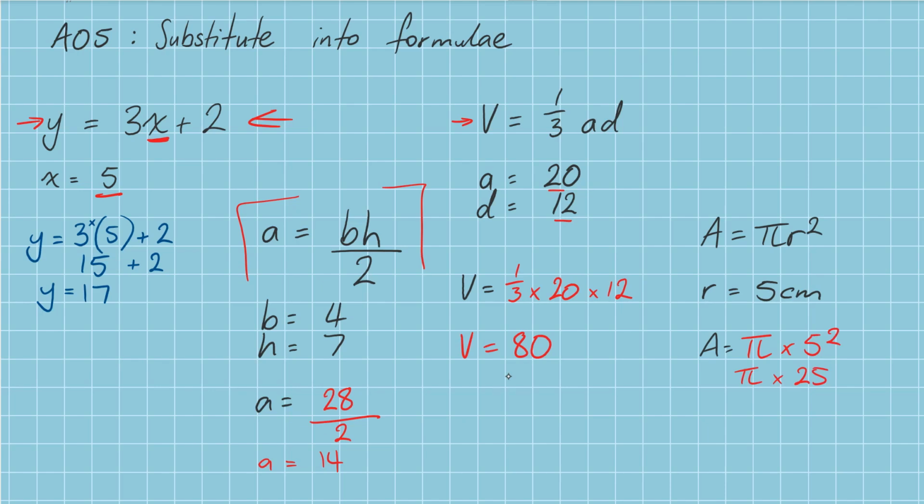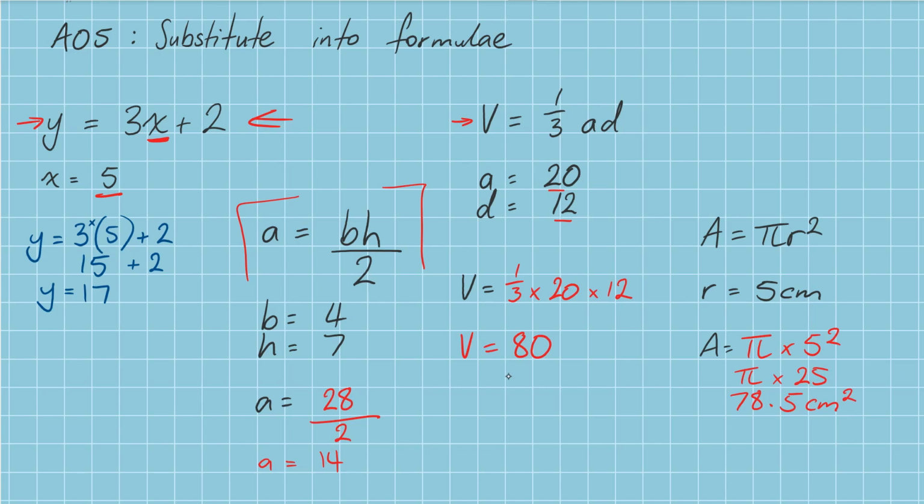Oh, calculator decided it wants to throw a little hissy fit. 3.14 times 25 equals approximately... now I was dealing with centimeters, so it now needs to be centimeters squared. So that is substituting into a formula. Like I said, all we're doing is replacing an unknown with a now known value.